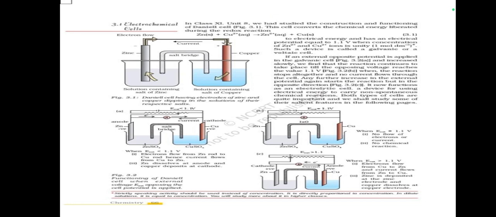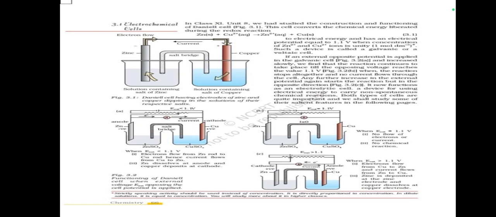Electrochemical cells, in class 11, unit 8, we had studied the construction and function of the Daniell cell. This cell converts the chemical energy liberated during the redox reaction to electrical energy and has an electrical potential equal to 1.1 volt when the concentration of zinc and copper ions is unity, 1 mole per dm³. Such a device is called a galvanic or a voltaic cell.